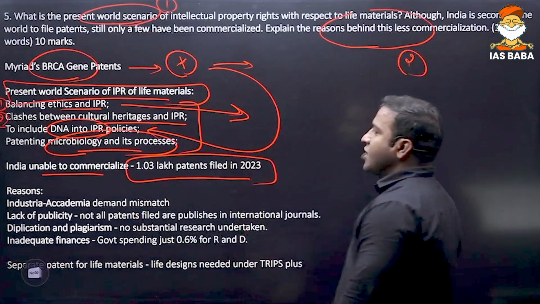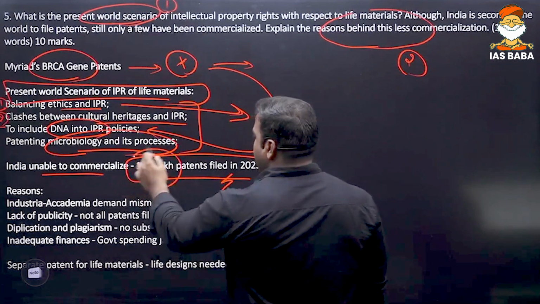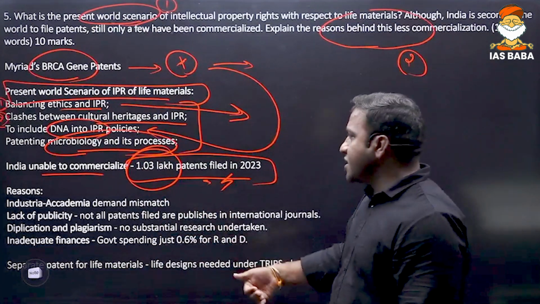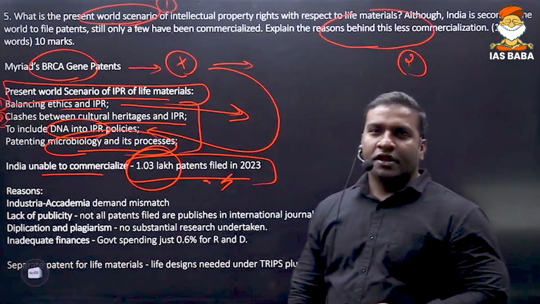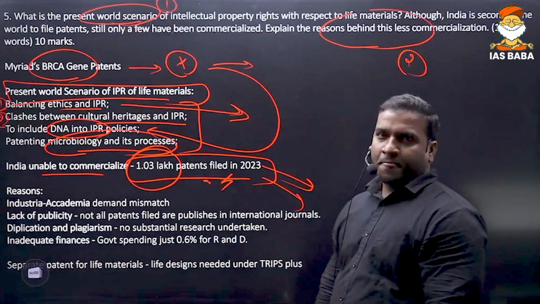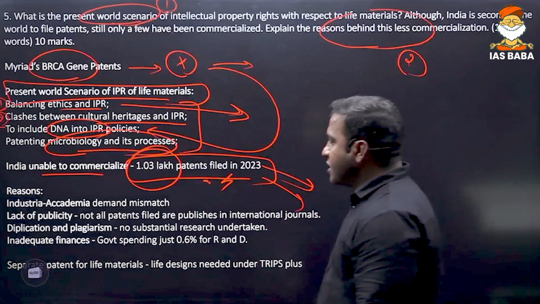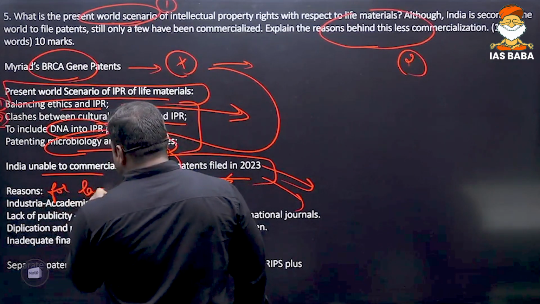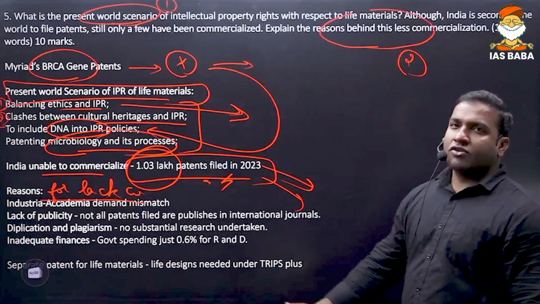Yes, India is very good at patenting. Say, in 2023, 1.03 lakh patents have been filed. After 2024, we'll again get the data on how patents are increasing year by year in India. The number of patents which we file is increasing, meaning patents are rising, even then why are we not able to commercialize? Now, the reasons for lack of commercialization, or reasons for ineffective commercialization.